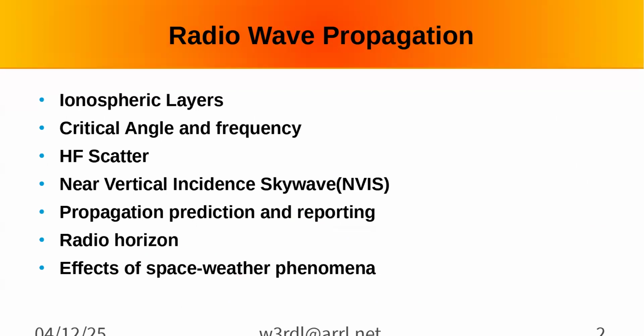Okay, so it seems like we should have talked about the ionospheric layers in the beginning, but we'll do them now. And the critical angle, scattering, propagation prediction, the radio horizon, which is the point-to-point VHF, UHF, and some space weather phenomena.